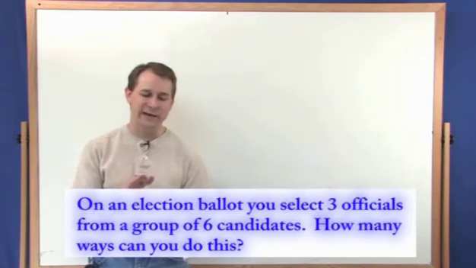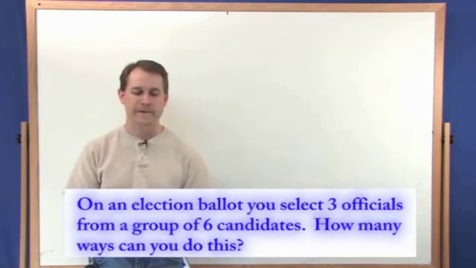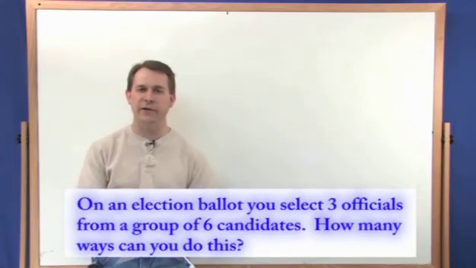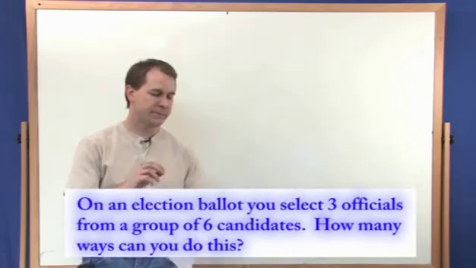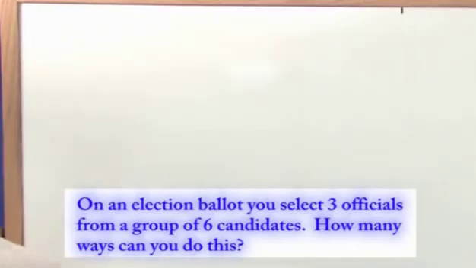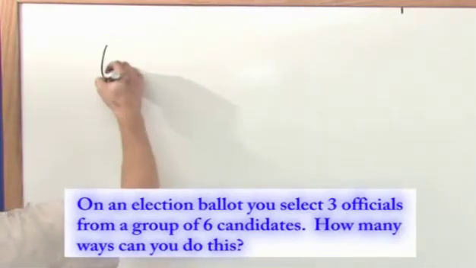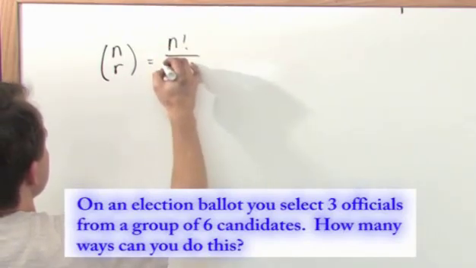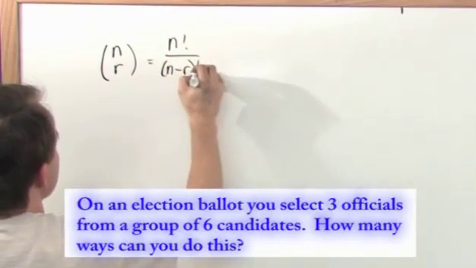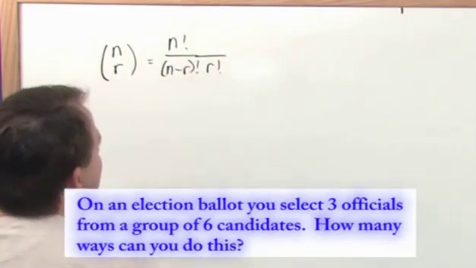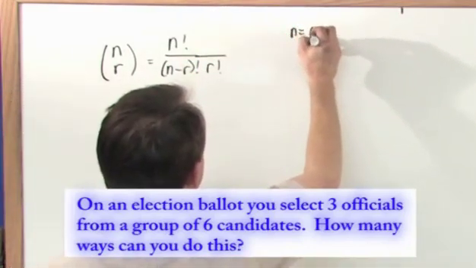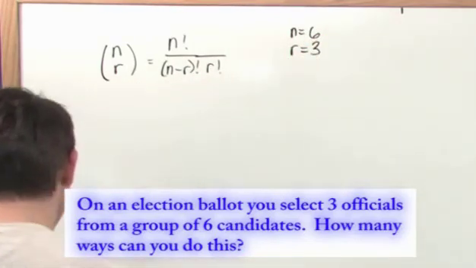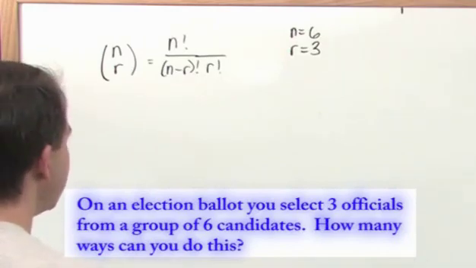So the problem says you select 3 officials from a group of 6. How many ways can you do this? It doesn't say anything about the order of vice president or president or anything like that. It's very general. The order doesn't matter for this problem, so it's a problem in combinations. The general form for the problem in combinations is n factorial over n minus r factorial times r factorial. And in this problem, n is equal to 6 because I have 6 people running for office, and I'm taking them 3 at a time. It says 6 people and I select 3. So n is 6 and r is 3.